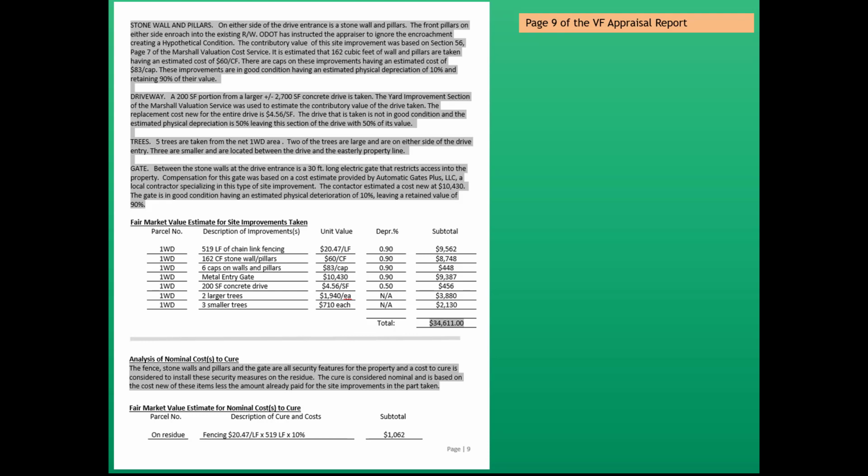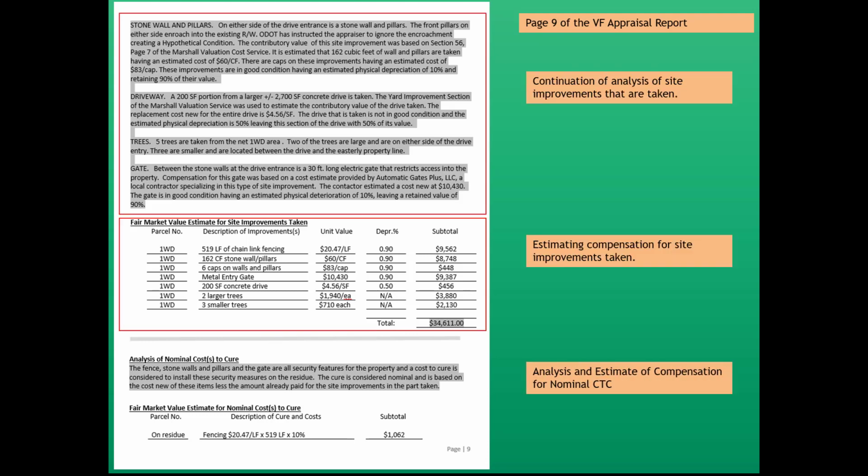And finally, the gate was taken, which is 30 feet long. There was a cost estimate provided by Automatic Gates Plus. The gate was in pretty good condition. So the gate had a cost new of $10,430, retained 90% of its value, which indicated a contributory value for the gate that was taken at $9,387. And so if we total all of those improvements that are taken, it totals to $34,611.